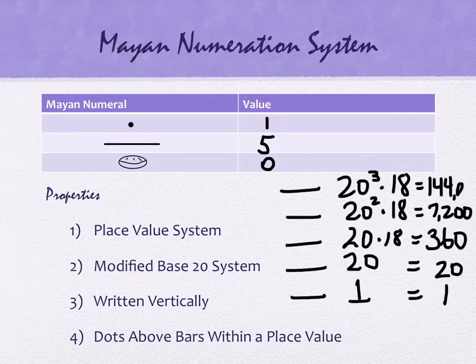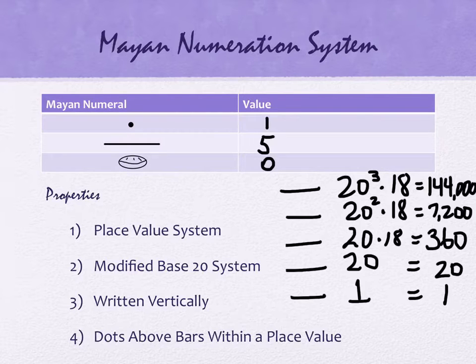144,000 actually has biblical significance too. Do you guys know where 144,000 is in the Bible? Is it Revelation? Yeah, it's in Revelation. It has to do with the number that are saved during the tribulation, something like that. I can't remember the exact deal, but 144,000 is a significant biblical value too.